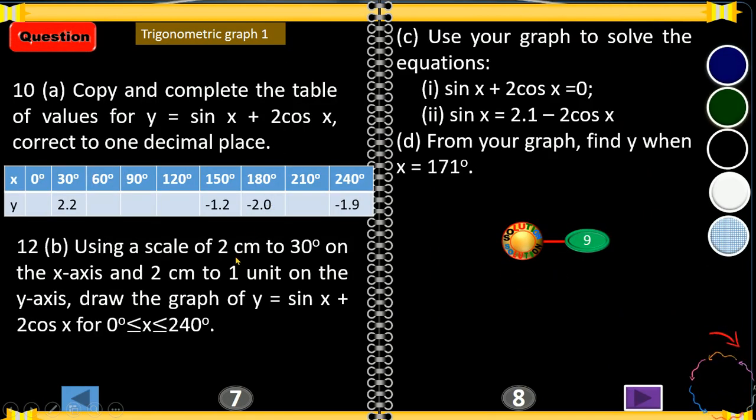Copy and complete the table of values for y is equal to sin x plus 2 cos x, correct to 1 decimal place. B. Using a scale of 2 cm to 30 degrees on the x-axis and 2 cm to 1 unit on the y-axis, draw the graph of y is equal to sin x plus 2 cos x for values of x from 0 to 240. C. Use your graph to solve the equations. 1. Sin x plus 2 cos x is equal to 0. 2. Sin x is equal to 2.1 minus 2 cos x. D. From your graph, find y when x is equal to 171 degrees.